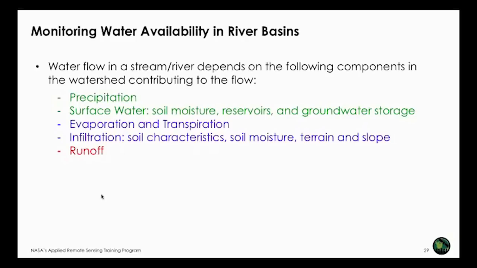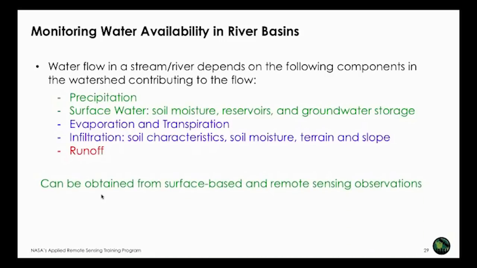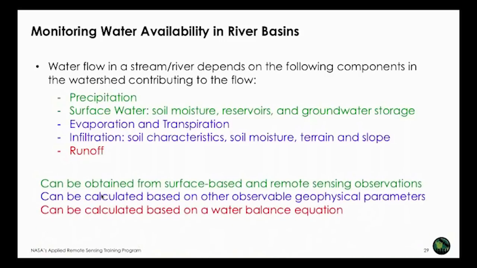So water flow in a stream or river depends on the following components, as we saw. And as shown here, precipitation and soil moisture, reservoir information, so lake level or water in the reservoir, and groundwater storage can be obtained from surface-based data. Also, remote sensing observations are available for these parameters.